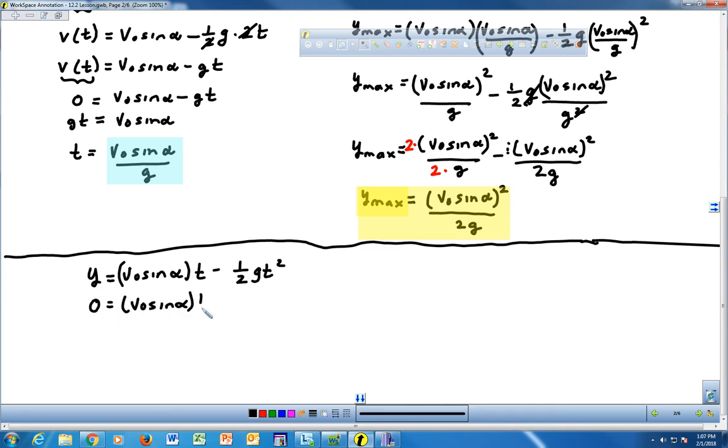So you see right here, I'm going to treat this equation as if it was a quadratic equation, because we have t and we have t squared. So I'm going to fix it so you see it as just a regular quadratic equation. I'm going to put the square first: negative 1/2 gt squared plus the initial velocity times sine of alpha t.